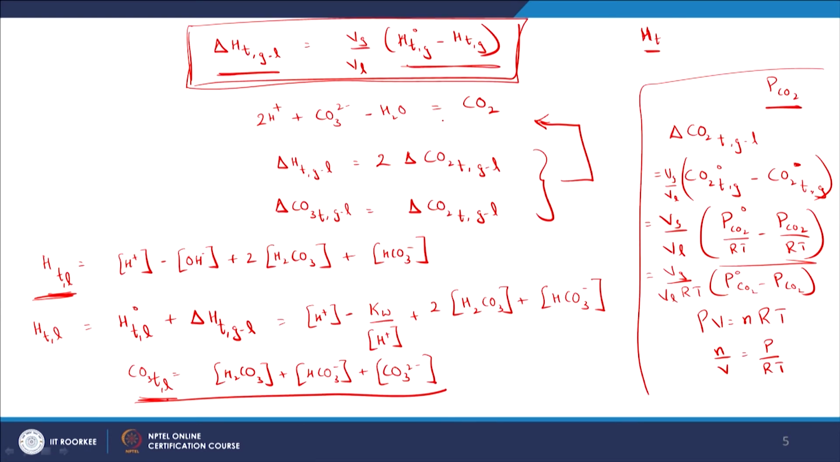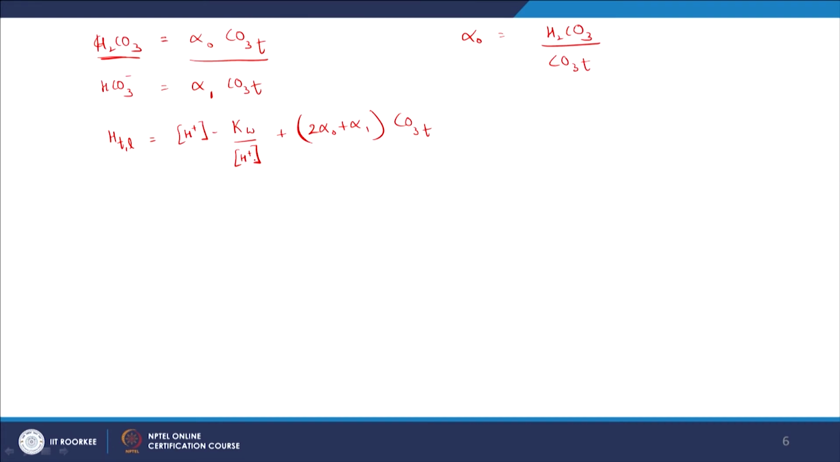Is that true here? And where do we have that, please? 2 times alpha naught plus alpha 1 into CO3 total, right? But here the key is that we can never depend upon CO3 total in the liquid phase. Why is that? That can change whenever there is transformation of carbon dioxide from the gaseous to the aqueous phase, right? So here we are going to look at how to connect the dots between CO3 total and the partial pressure of carbon dioxide. Let's look at that now.